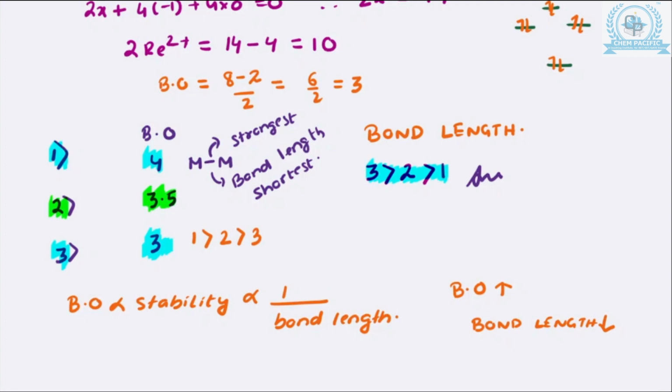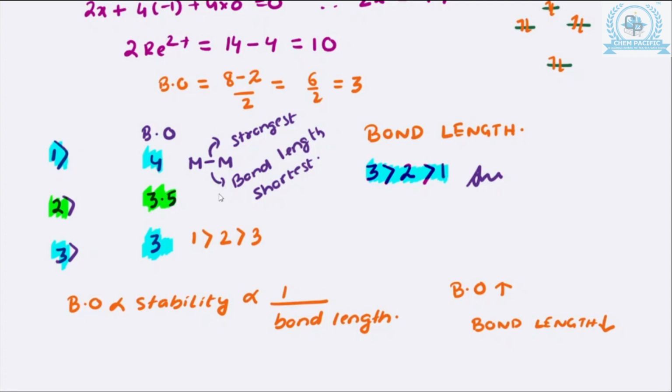I hope this is clear to all of you, and this is very important as well. It is very important for the students to read the question very carefully, what they're asking for. If they are asking for bond order, then 1 is having the maximum bond order. If 1 is having the maximum bond order, then 1 is most stable and the metal-metal bond is strongest, bond strength is strongest. It means that structure number 1 is having the shortest bond length. I hope this problem is clear to all of you.